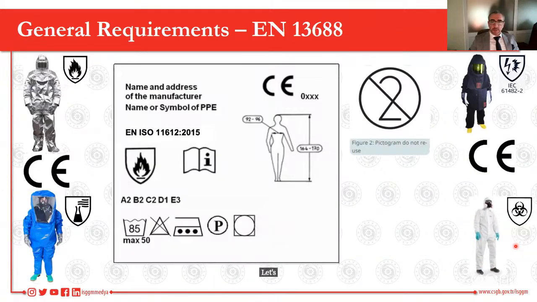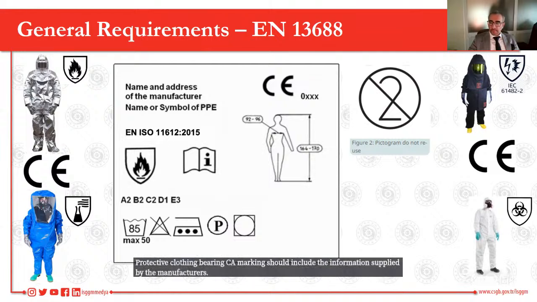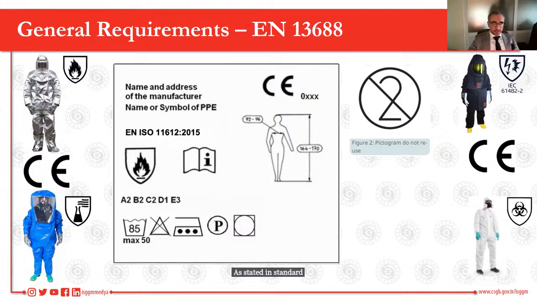Let's start with the general requirements, not the first one, but the general requirements. The corresponding standard is 13688, and it describes the general requirements for the protective clothing. First of all, for workers, it's important that they only use protective clothing that bears the CE marking. That's important. My friends, colleagues also mentioned that today and yesterday. Protective clothing bearing the CE marking should include the information supplied by the manufacturer, as stated in this standard EN 13688, harmonized with the EU regulation.